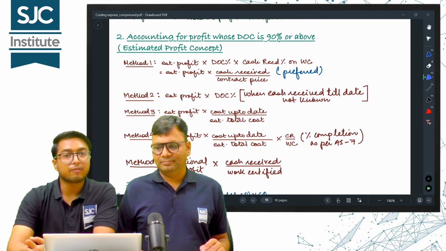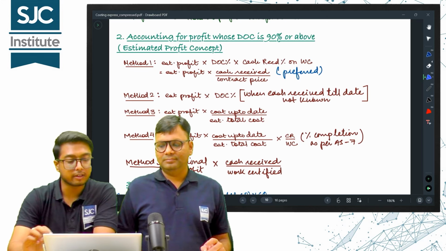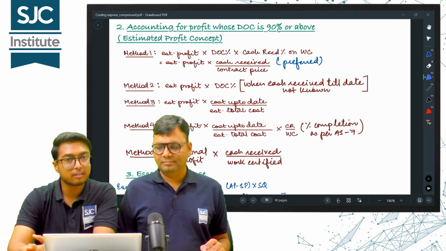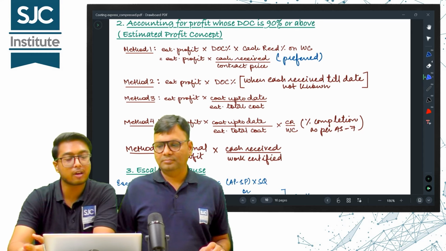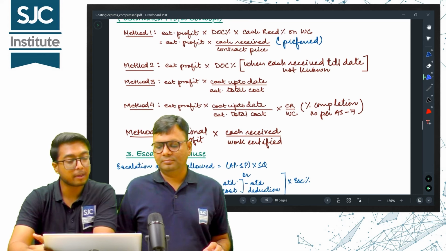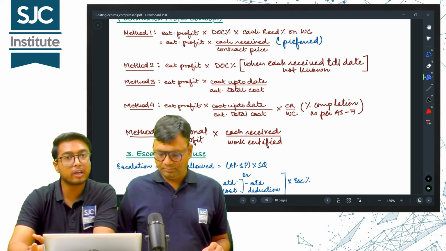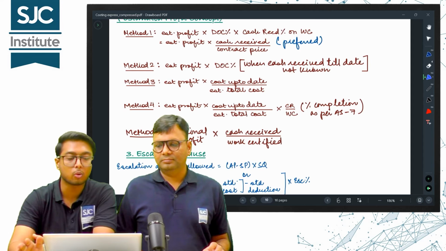How to account for profit when the degree of completion is more than 90%? There are 5 methods under this. The first method is estimated profit into degree of completion percentage into cash received on work certified. This is the most preferred method. Or estimated profit into cash received upon contract price. Method 2, estimated profit into degree of completion percentage. This formula is followed when cash received till date is not known.